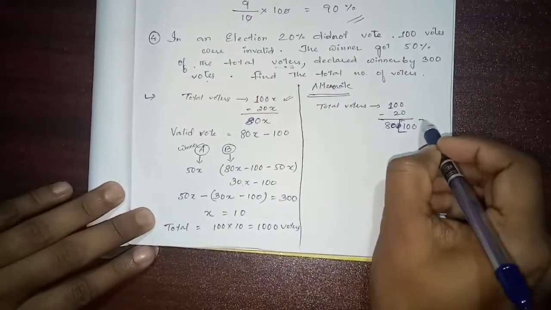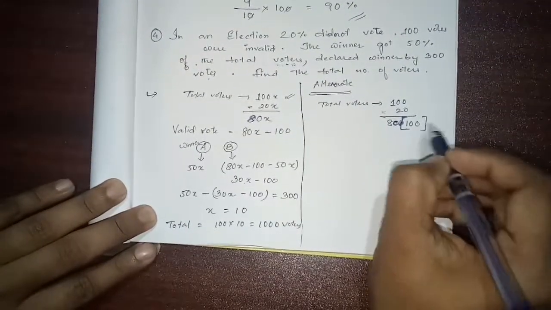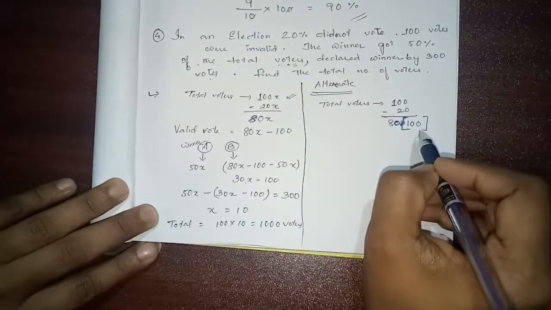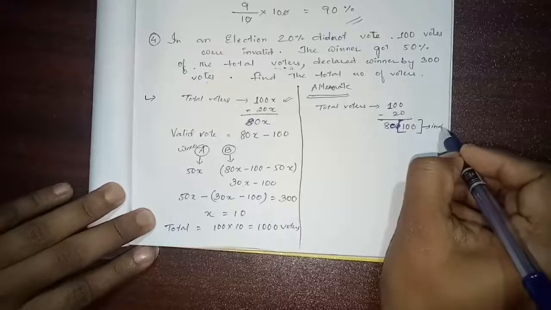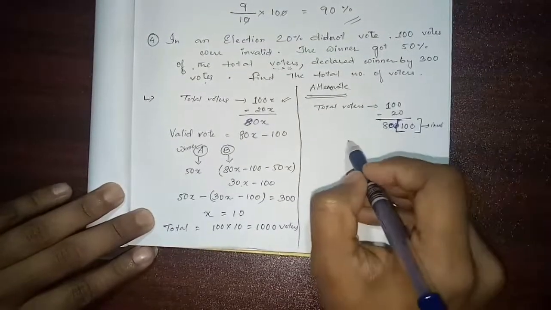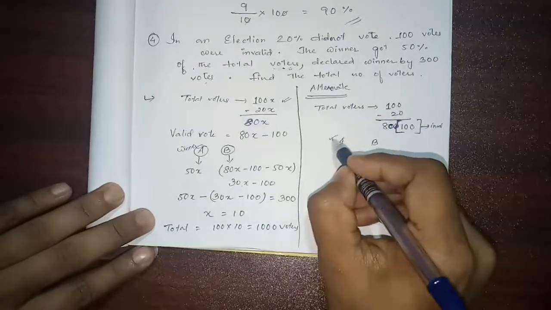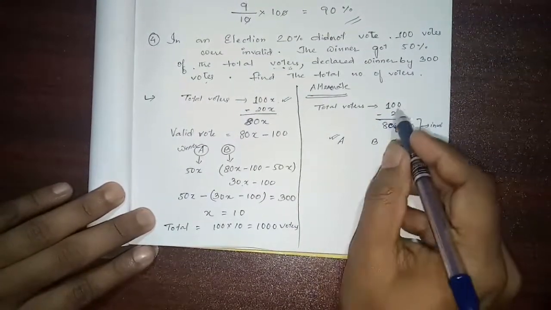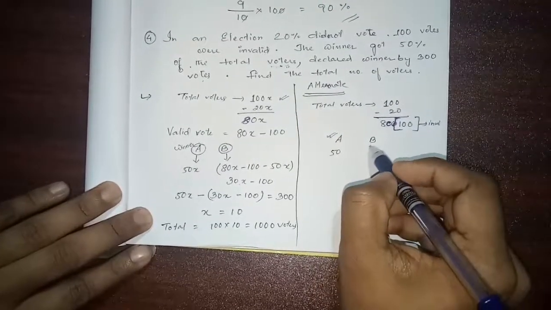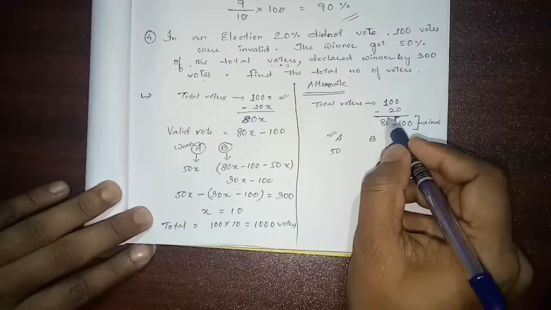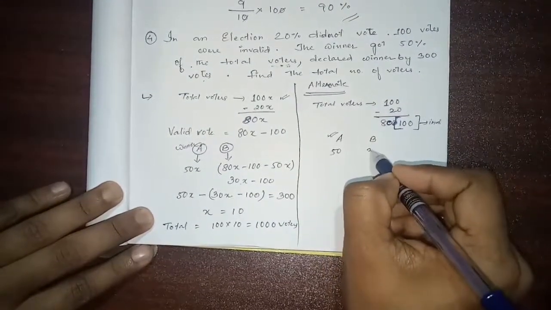So 100 will not be decreased from here, because 80 is smaller than 100, so we will keep 100 aside for now. This is the invalid vote, 100 is the invalid vote. Now similarly consider A and B are the two candidates. A is the winner. So how many votes will A get? That is 50% of the total, that is 50 votes A will get. And what votes will B get? The total number of votes is 80, and A got 50, so B will get 30.